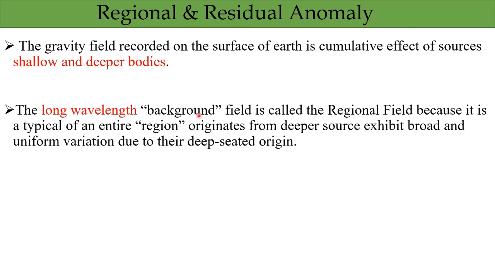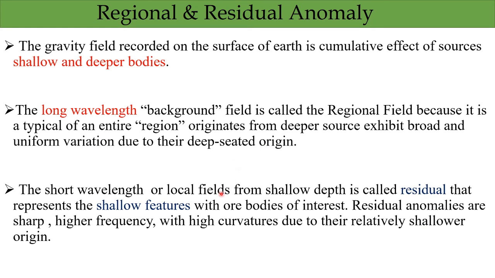Next is the regional anomaly. It is a long wavelength anomaly, because it is coming from a deeper source, and it exhibits broad and uniform variation. I have already shown that in my previous slide for the sphere, semi-infinite slabs, and also the uniform and horizontal cylinder, the deep-seated origin. Now the short wavelength anomalies, also called local field anomalies or higher frequency anomalies, are associated with shallow features. It is a very sharp anomaly, higher frequency, with high curvature, coming from a relatively shallow origin, with a noisy feature.